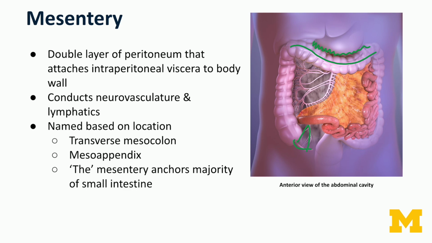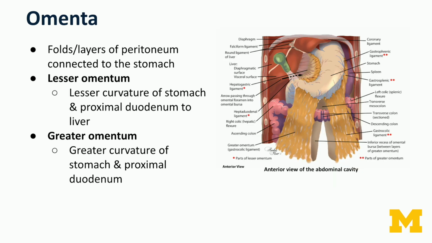And sometimes you'll hear people referring to something called the mesentery. The mesentery is the mesentery that is associated with the jejunum and ileum, so the distal two-thirds of the small intestine, which is going to anchor that to the posterior body wall. And here we can see branches from the superior mesenteric artery and tributaries of the vein that are being conducted through this mesentery on the way out to the small intestine. We also have omenta.